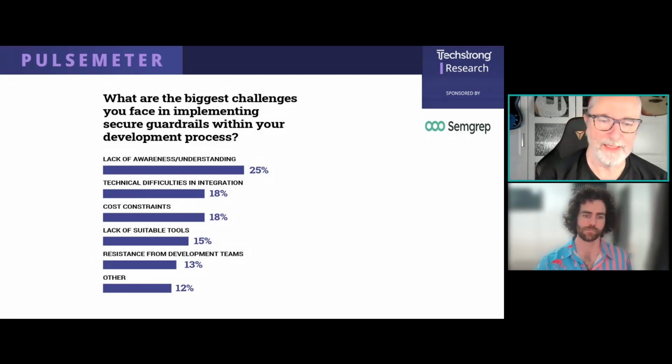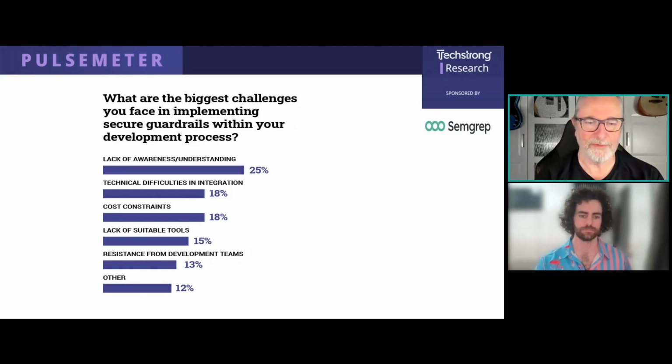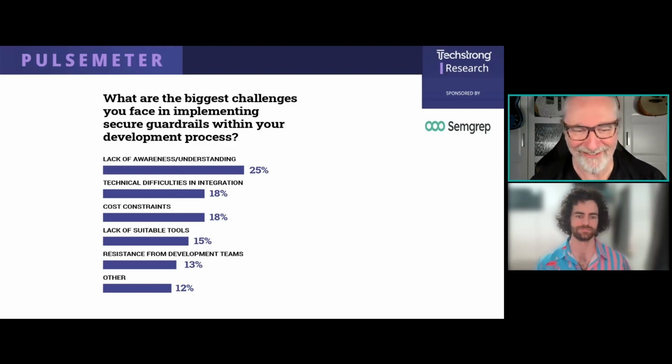Resistance from development teams. I can imagine, hi, I'm Mitch, I'm from security and I'm here to help. And they're like, oh yeah, great. What do you have for us today? It's making sure that you're helping people understand what we're looking to do and how this would fit within their workflow can make a big difference as well. What are your reactions to this, Leaf?